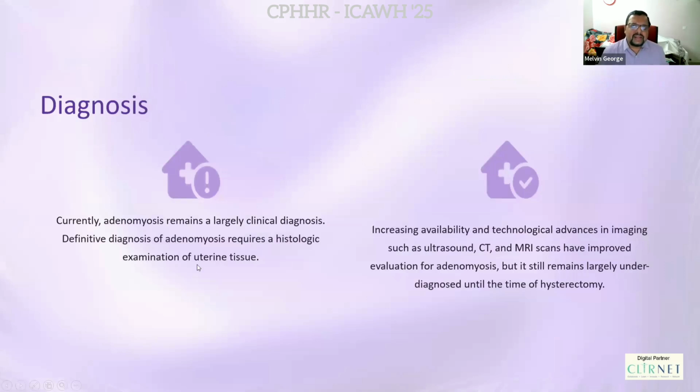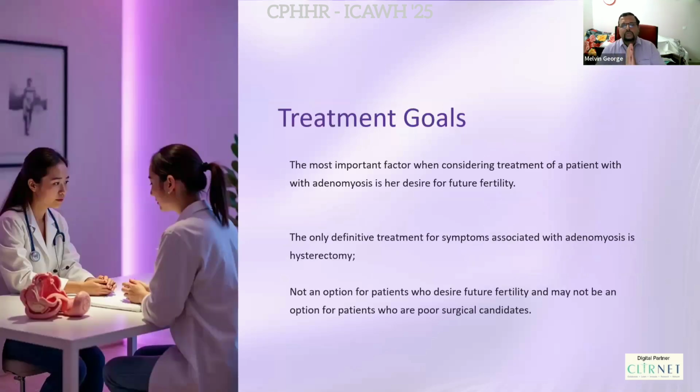So the diagnosis mainly is a clinical diagnosis. If you want to confirm that a patient has adenomyosis, obviously you will have to take a histopathological examination, and that is only possible on the operating table during surgery. If there is an excision of the lesion, then you can take that lesion out and confirm it by histopathology. So most of the time, diagnosis is made clinically, along with imaging. Which imaging is done? Ultrasound, CT, and MRI. Usually ultrasound imaging is sufficient to diagnose adenomyosis.